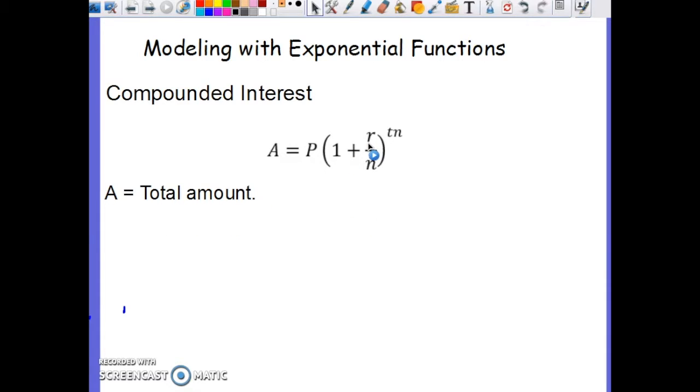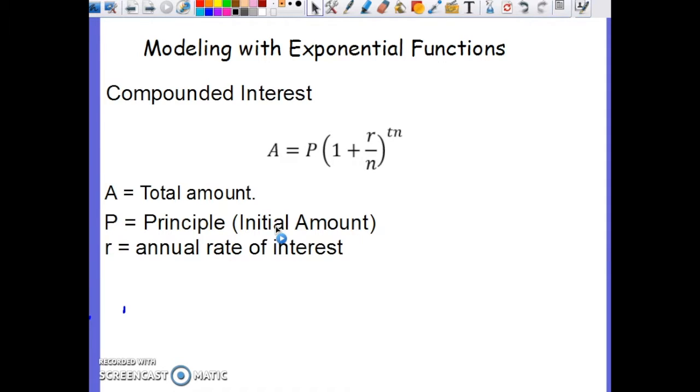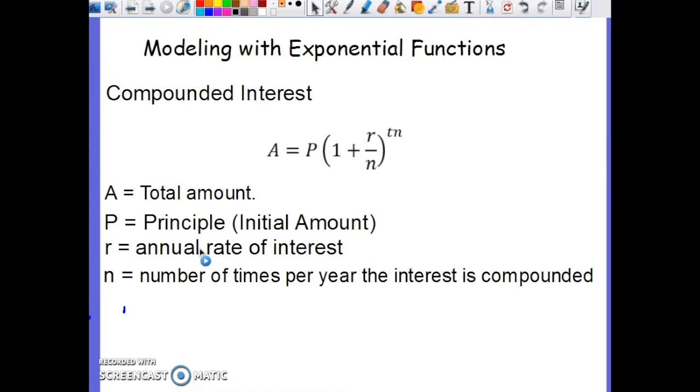Our R value is going to be our annual rate of interest. So if you hear something like we have a 3% interest rate or 5% interest rate, that's that annual rate of interest. And then we have our N value, which is how many times our interest is compounded a year. So if it's compounded quarterly, that's 4 times a year, or if it's compounded monthly, 12 times, weekly, 52. You get the point, hopefully. And then T is the amount of time that's passed in years. So 10 years, 50 years, whatever the question may ask.